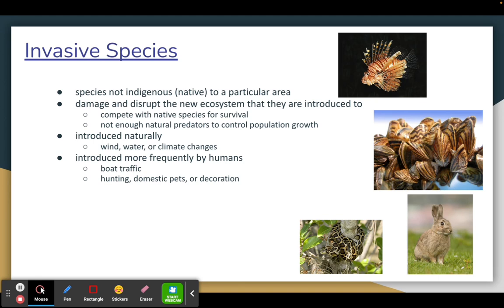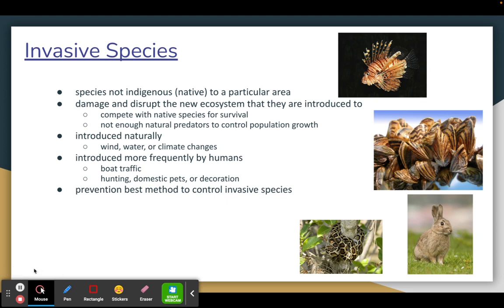Or like domestic pets, things like these boa constrictors down here. When people get them, they think they're going to have this really cool snake, and it's small when you first get it, but then it becomes very big, and people don't know what to do with it. So they just let it out into the wild, unfortunately. Or even just for a sense of decoration, which would be along the lines of that fish tank.